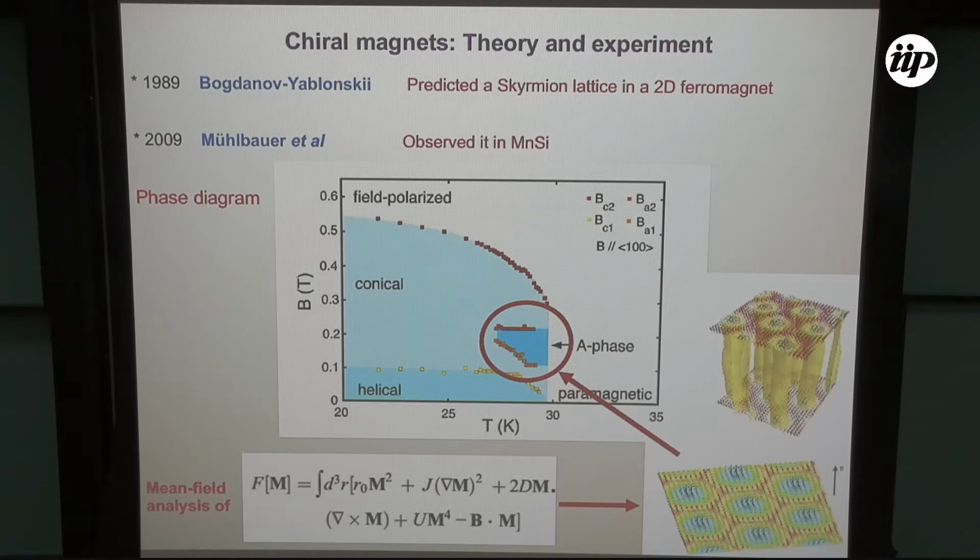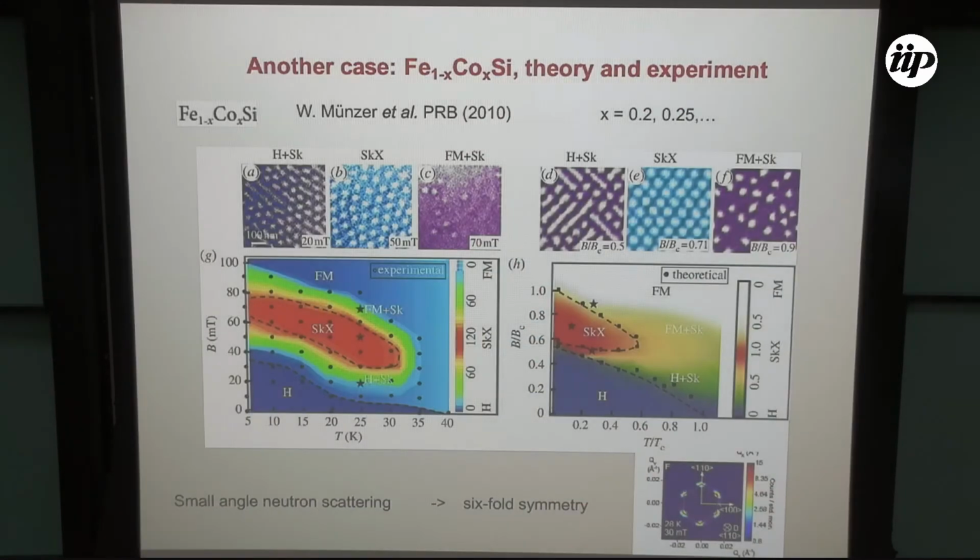Well, MnSi is a three-dimensional material, so the phase diagram has some differences with the two-dimensional case, which I will show you in the next slide. But essentially, the physics is similar. The difference is that you need finite temperature and finite field to condense this phase. And so I will go through the analytics later.